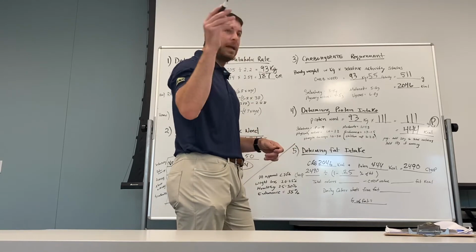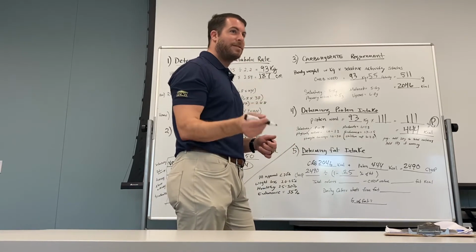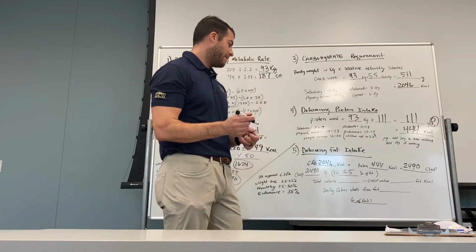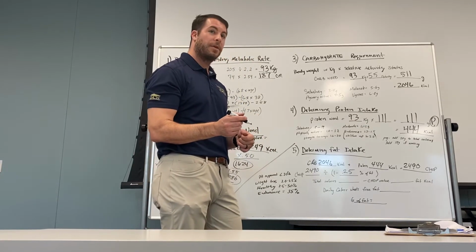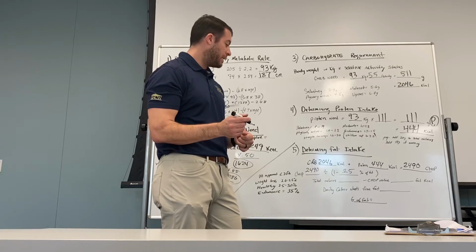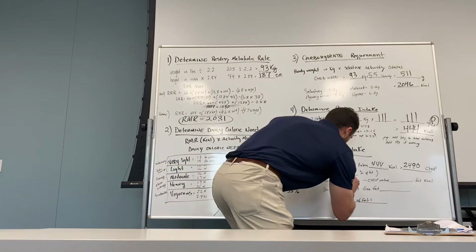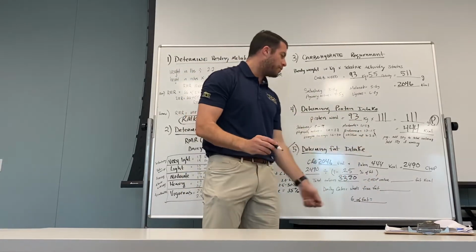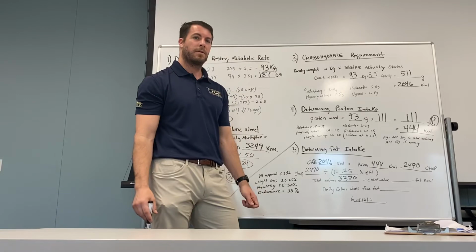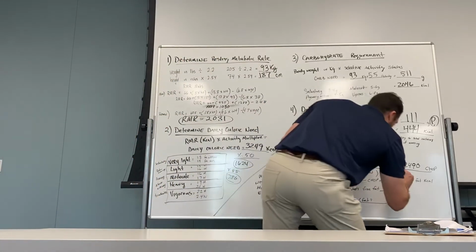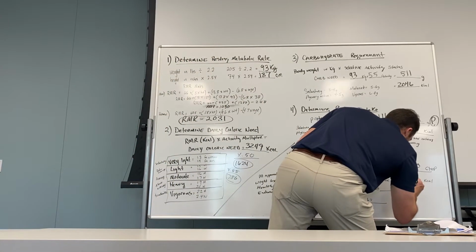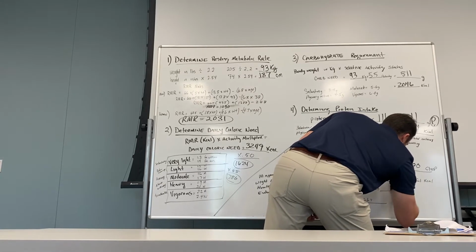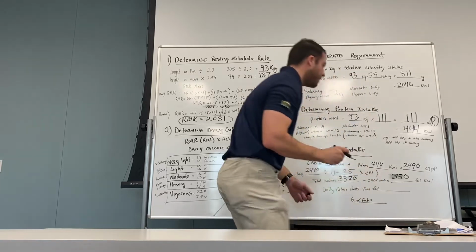So we have 2490 divided by 0.75, which is 3320. Minus my CHO-P value, so 3320 minus 2490. That's 830. Okay, that's how many fat calories I get.